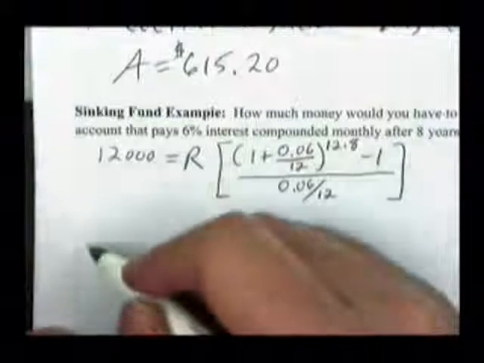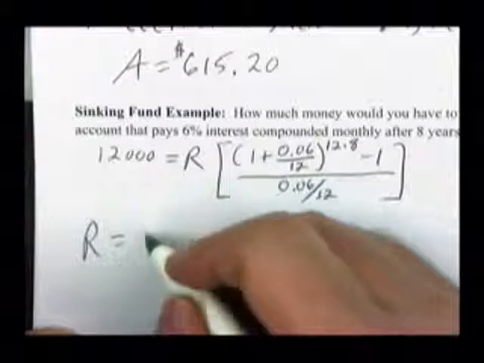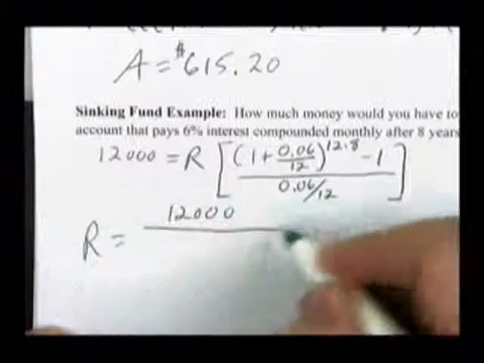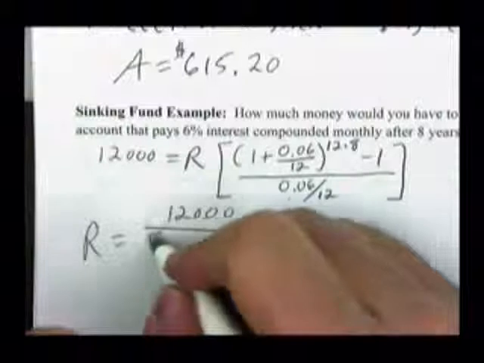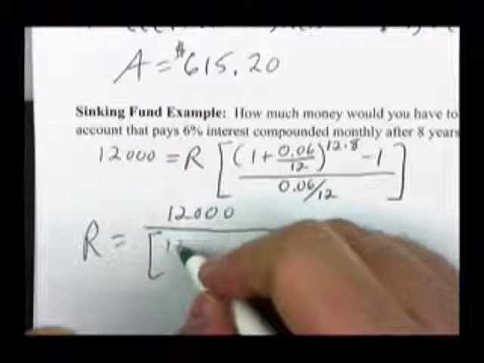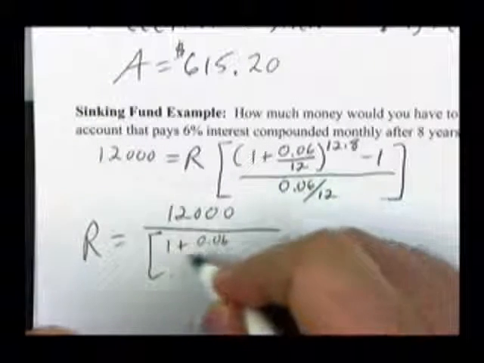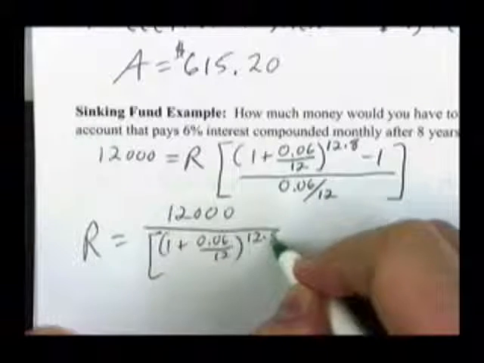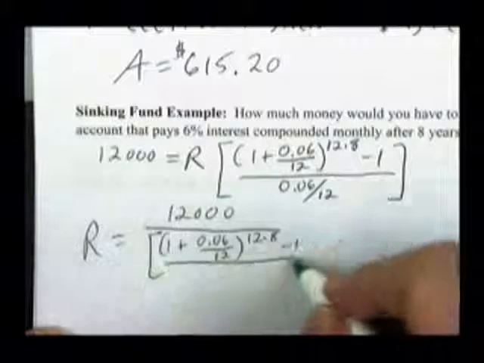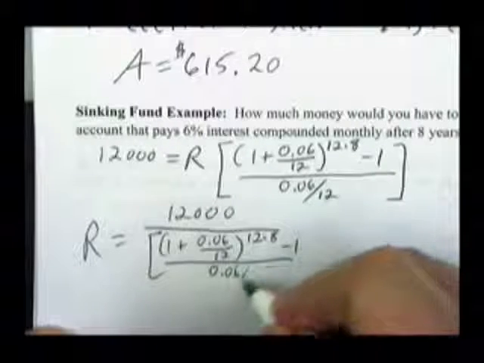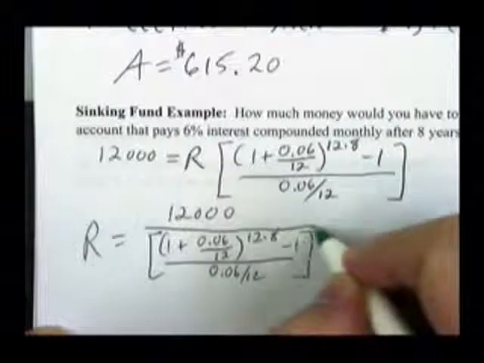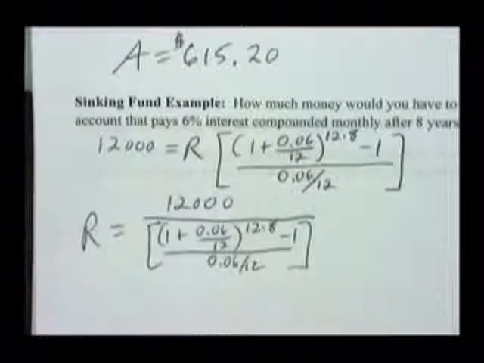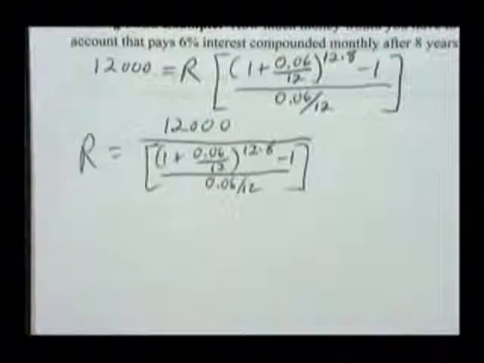So notice what I could do is just say R is equal to $12,000 divided by that whole mess: 1 plus 0.06 over 12, raised to the 12 times 8, minus 1, all over 0.06 divided by 12. Isn't that pretty? And then what I'm going to do is plug that whole thing into the calculator.